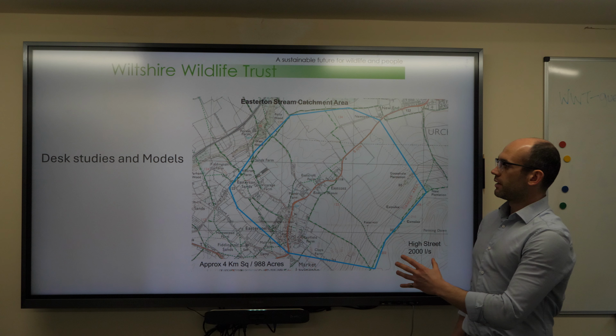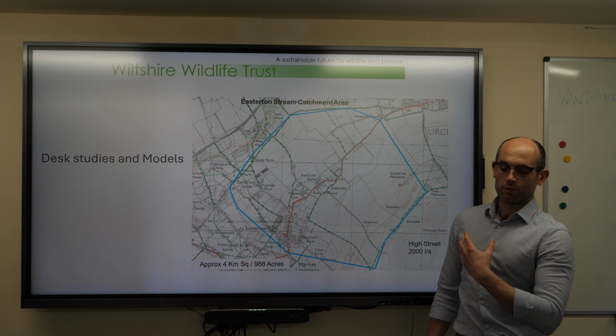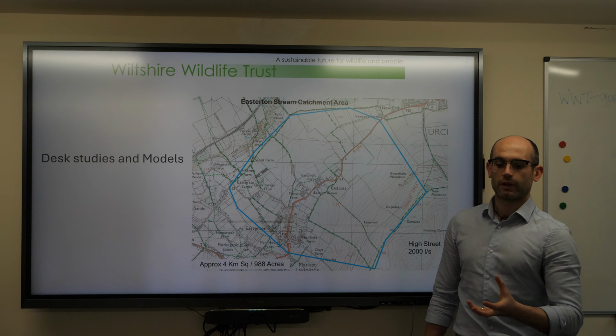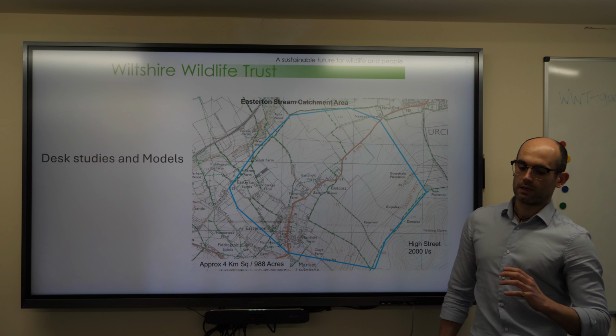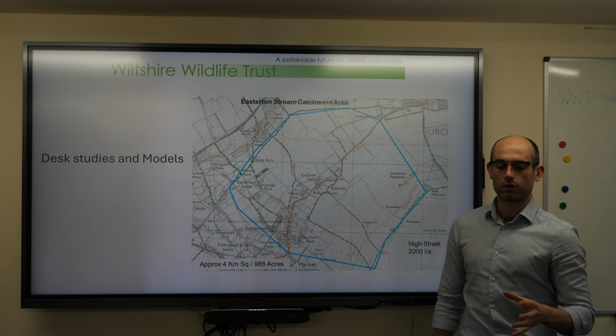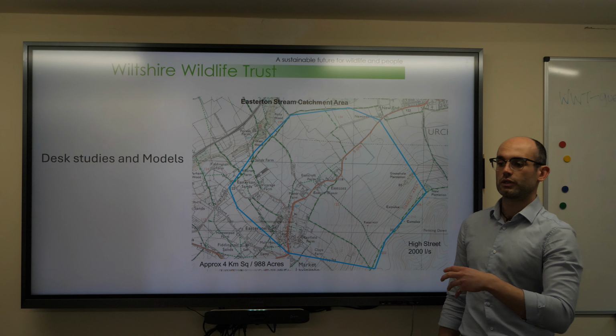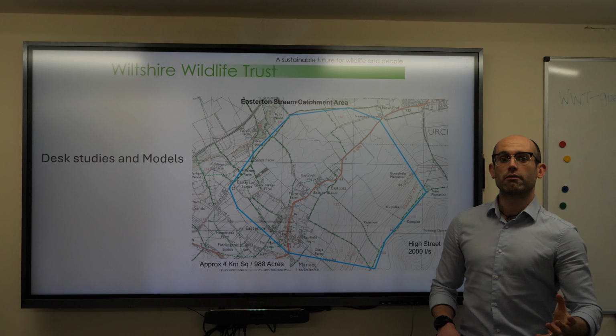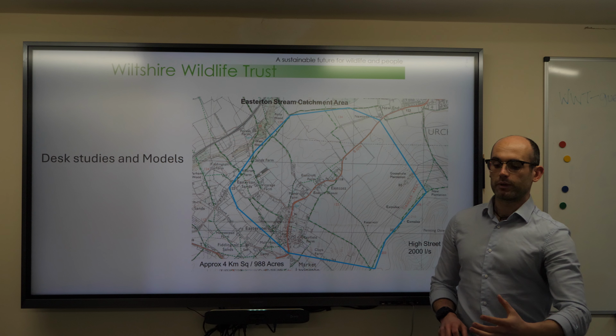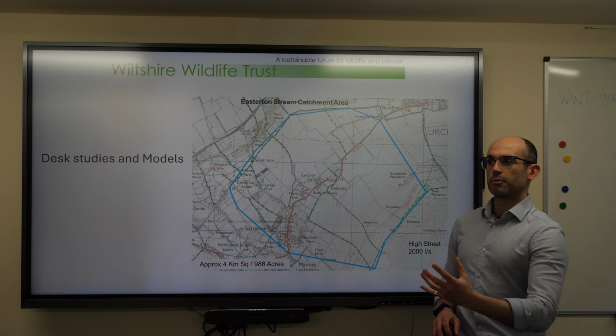It all starts off with a map. We will start with desk studies and models. These are statistical or computer models for how water moves across the landscape. We can also look at some historic maps. This is a modern Ordnance Survey map, but some of the historic maps will give us clues about where features used to be wet, where there used to be ponds, wetlands, where rivers used to be, and from that we can start to build a picture of where the flooding is actually coming from.